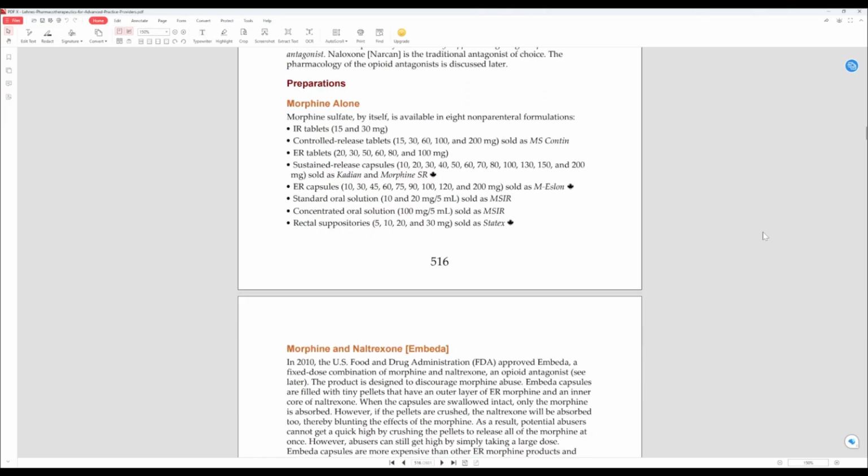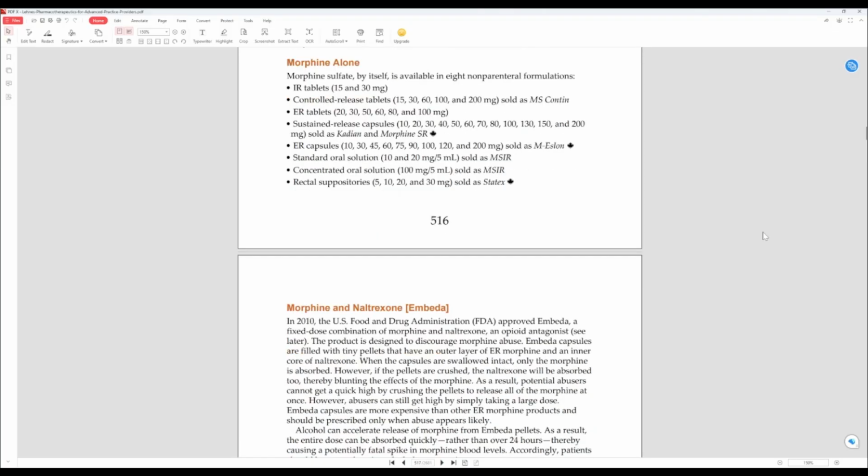So, different preparations. Morphine alone. Morphine sulfate by itself is available in 8 non-parenteral formulations: immediate release tablets, controlled release tablets, extended release tablets, sustained release capsules, extended release capsules, the standard oral solution, a concentrated oral solution, and a rectal suppository. Here is an outstanding spot to hit pause so you can see all the different dosages of all the different types of medications for it. There are a lot, so I'm not going to read each and every single one of them.